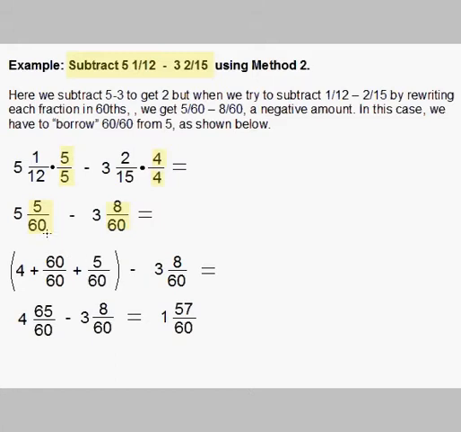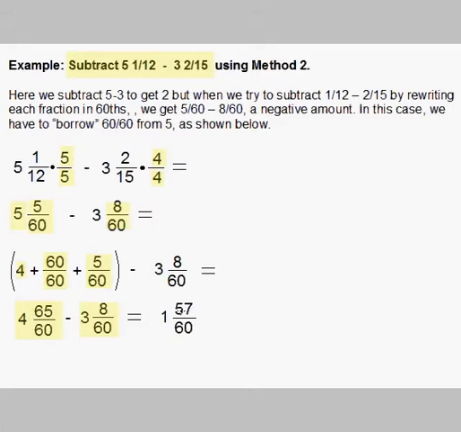So what we're going to do is rewrite 5 as 4 plus 60 sixtieths. Why that? Because 60 sixtieths is 1, and 1 plus 4 equals 5. We can do that. And then what we do is we add that 60 sixtieths to the 5 sixtieths. That's the borrowing process. We're taking 1 away from the 5, and we're converting it into 60 sixtieths and adding it to 5 sixtieths. This results in 4 and 65 sixtieths minus 3 and 8 sixtieths.